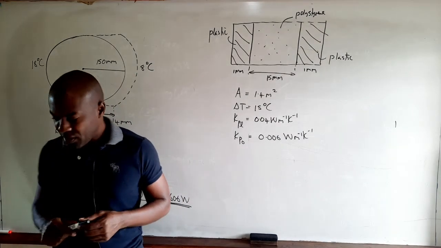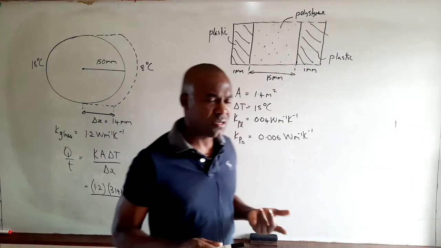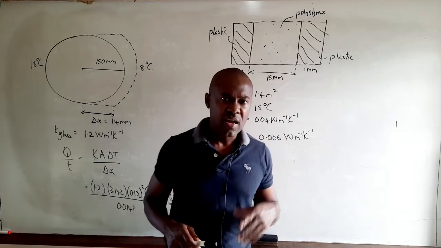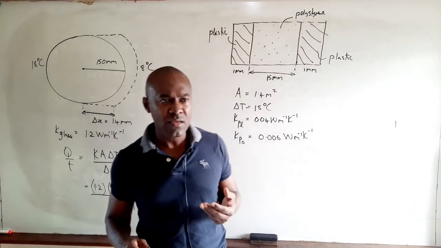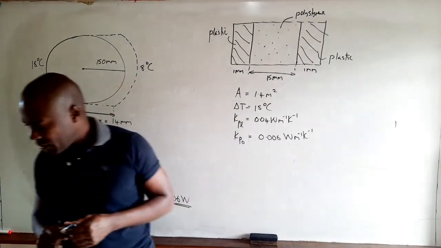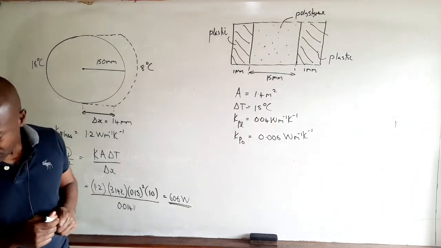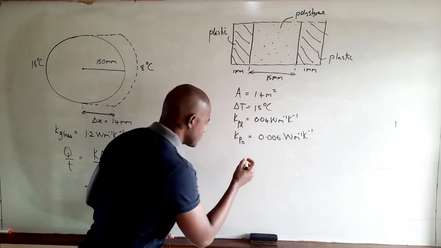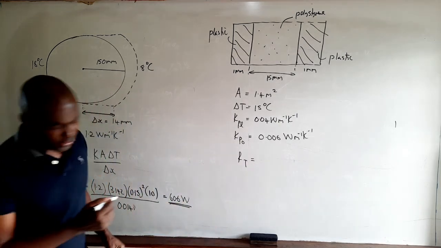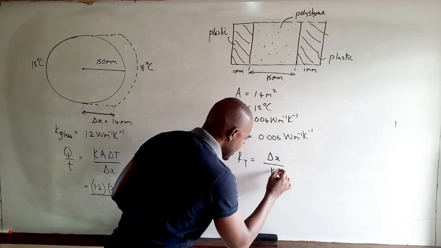So what we will do is find the thermal resistance of each layer. We'll find the total thermal resistance, and that will allow us to find the rate of heat flow through the composite material. Now, the formula for calculating thermal resistance is given as R_T equal to delta X over K times A.